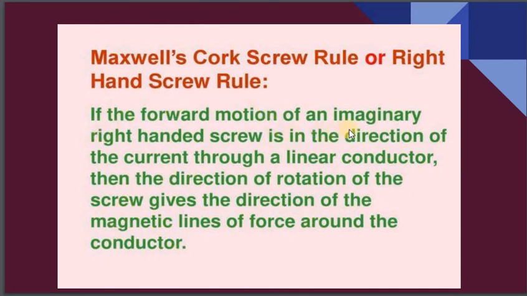If the forward motion of an imaginary right-handed screw is in the direction of the current through a linear conductor, then the direction of the rotation of the screw gives the direction of the magnetic lines of force around the conductor.